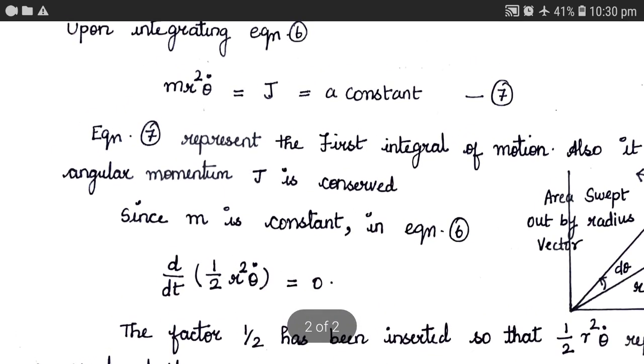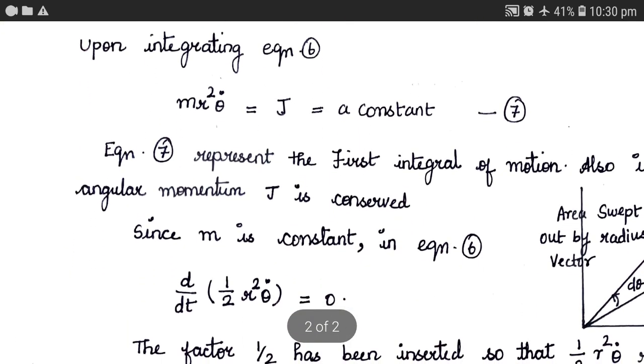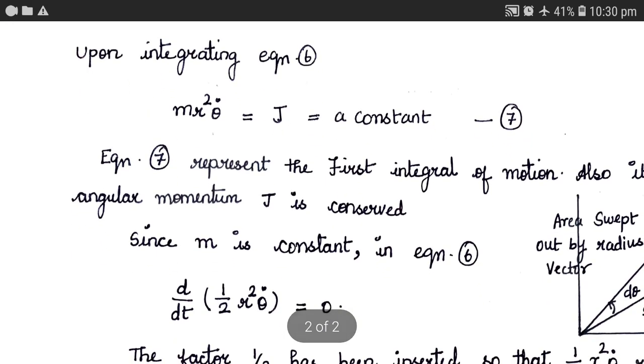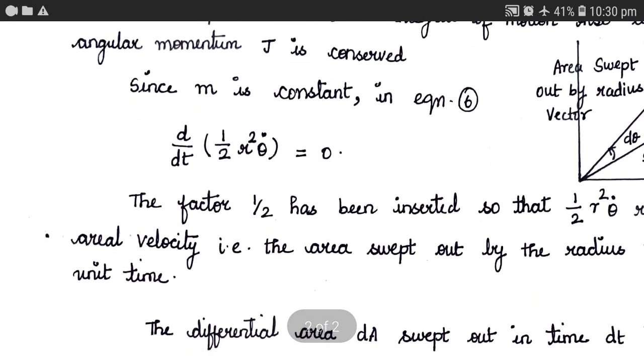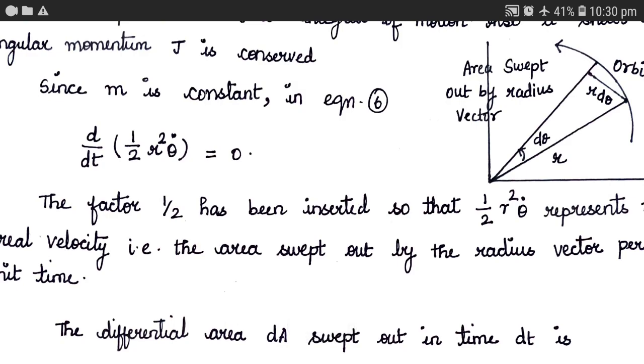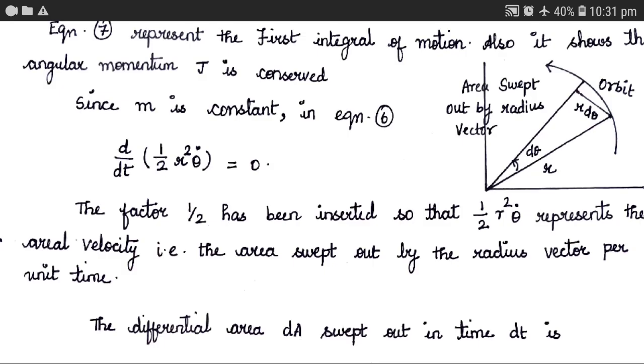Okay, so again let us go to equation number 6, d/dt of m r square theta dot. We know mass is a constant, we can take it outside, and a half is also added here. We have this half factor to make that term half r square theta dot, which is nothing but the areal velocity of the particle or the system. This is nothing but the area covered by the radius vector of the particle per unit time. So this half r square theta dot, generally called the areal velocity, is the area swept by the radius vector per second.